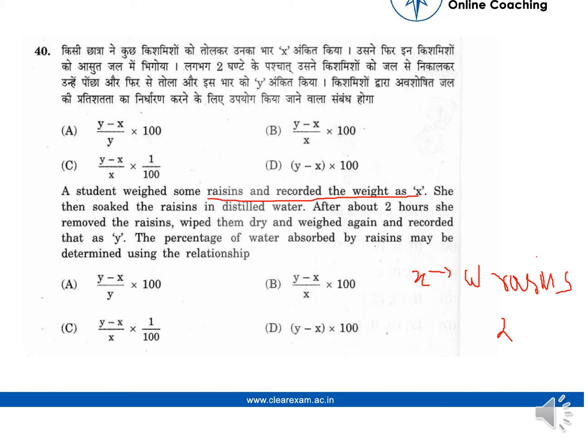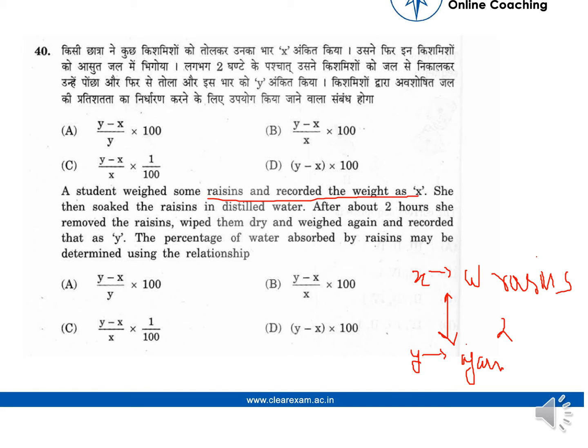Then she removed the raisins, wiped them dry and weighed them again and recorded the weight as y. Now the weight changes to y when the raisins are weighed again after the 2 hours.